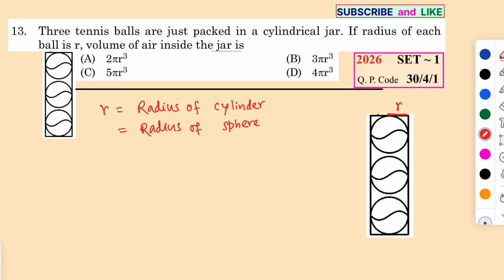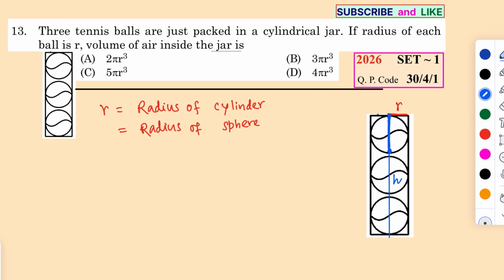Now we have to find the height of the cylinder, or height of the cylindrical jar. The height of the cylindrical jar is this one. This is the height h. And if you see, this is the diameter of one sphere or one tennis ball. Tennis ball is a sphere. This is 2r because it is the diameter of the sphere.